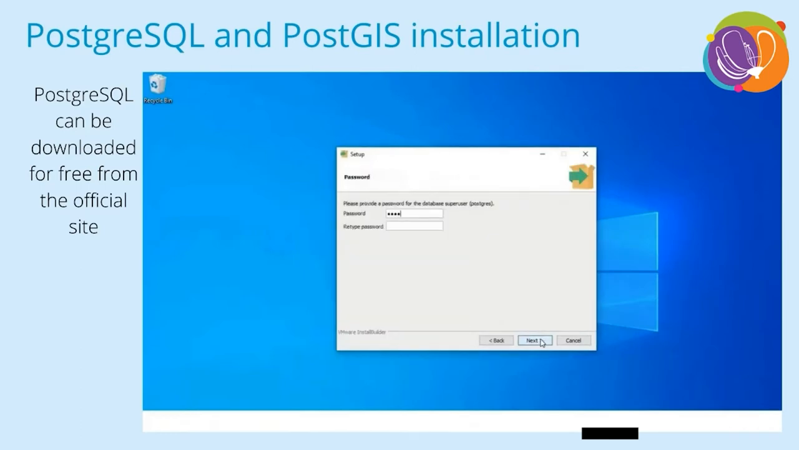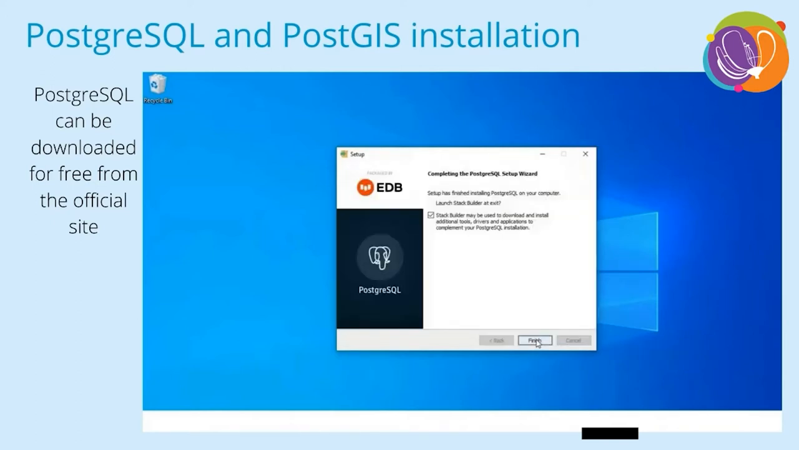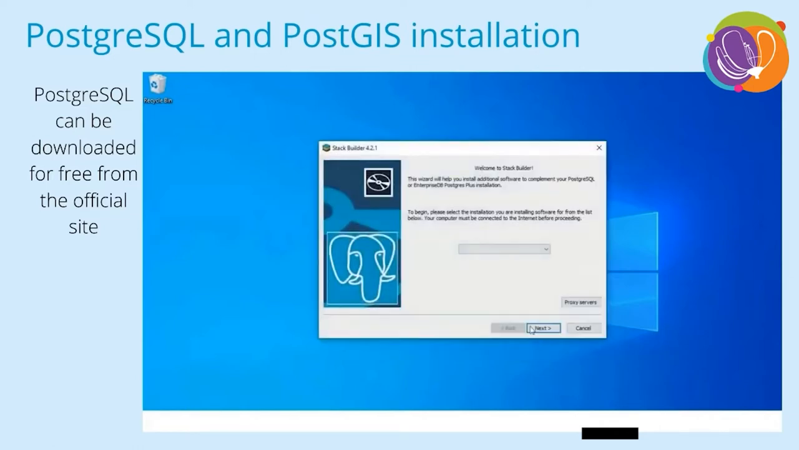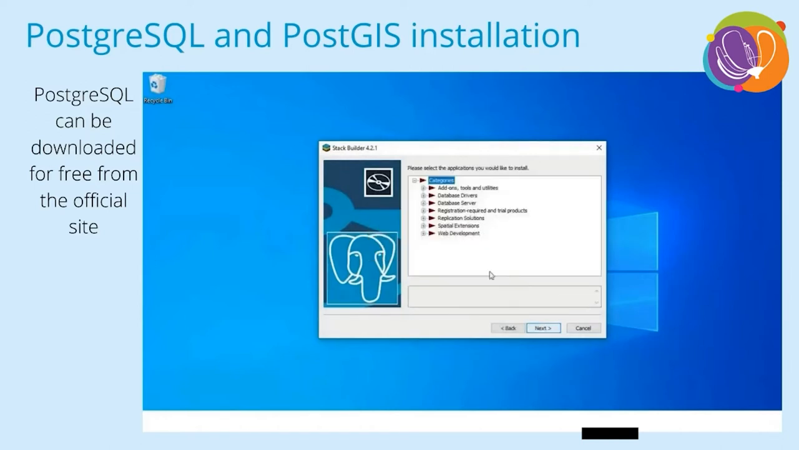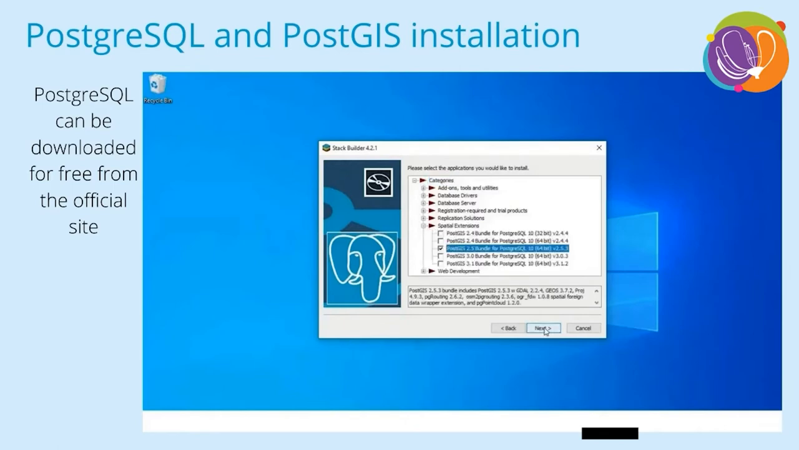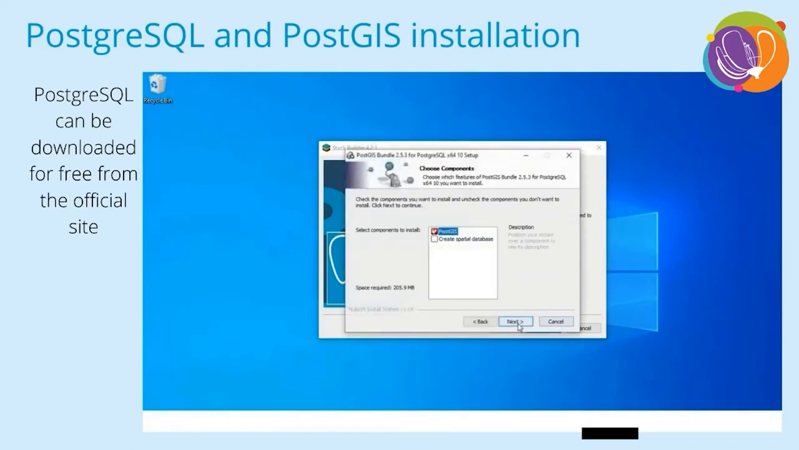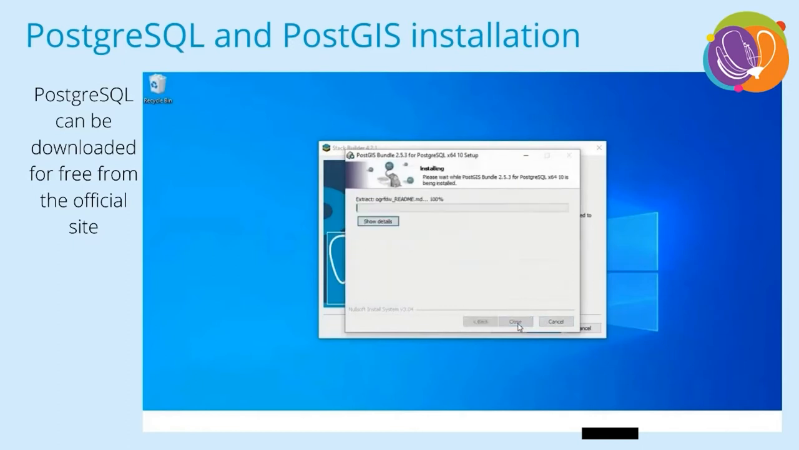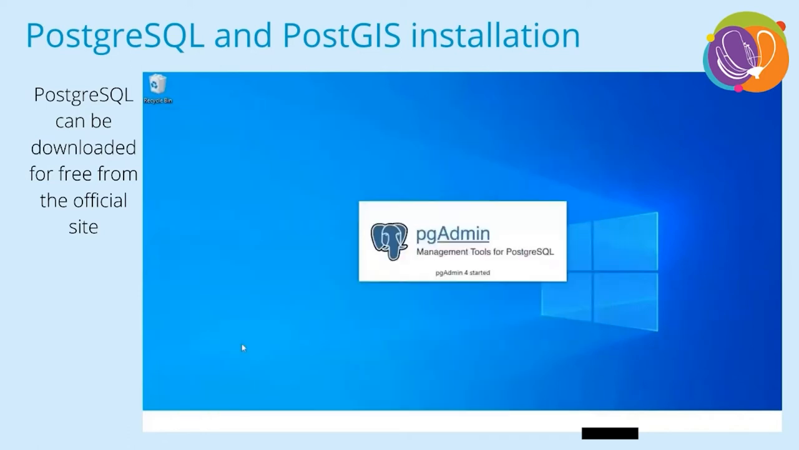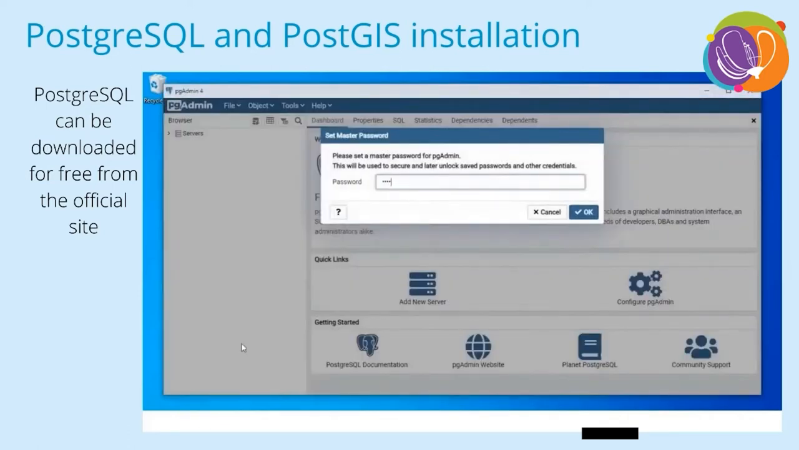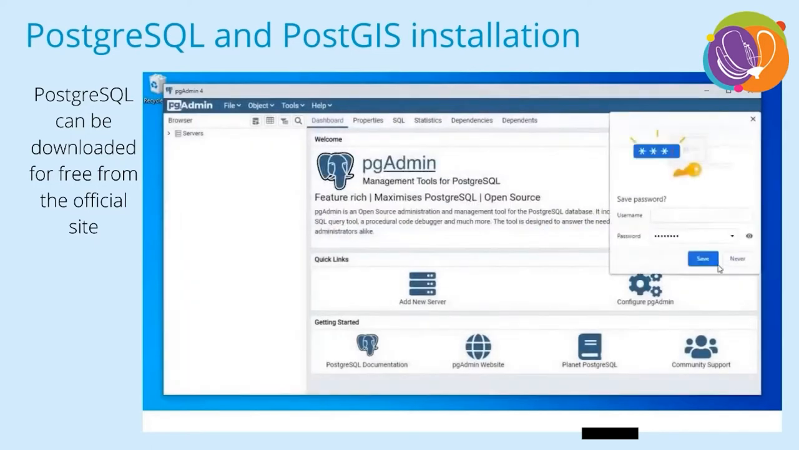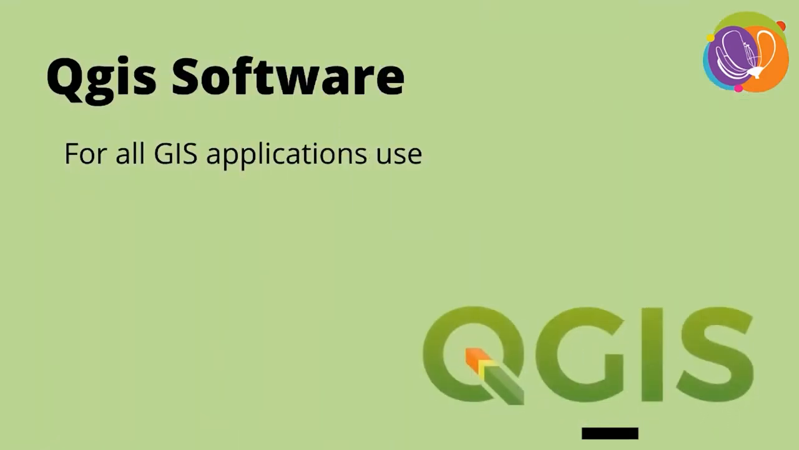You are required to create a password and specify the port. Optionally, install the Stack Builder to download and install additional tools such as PostGIS. Once finished, you can check it's running using pgAdmin and enter the password you created earlier. And there you have a GIS database.